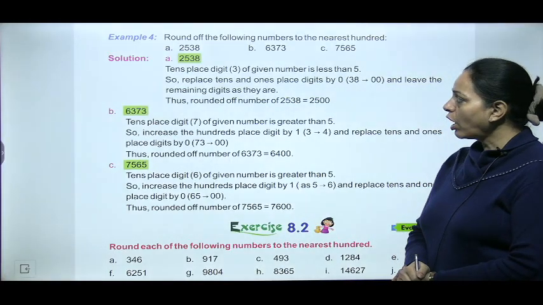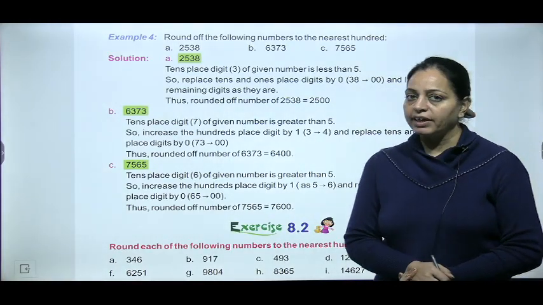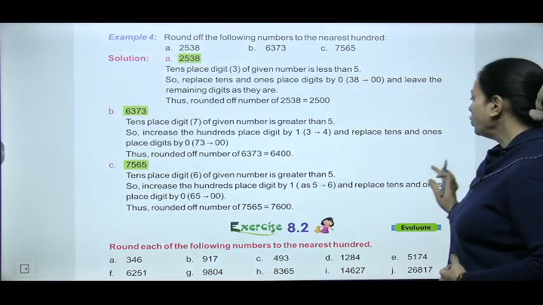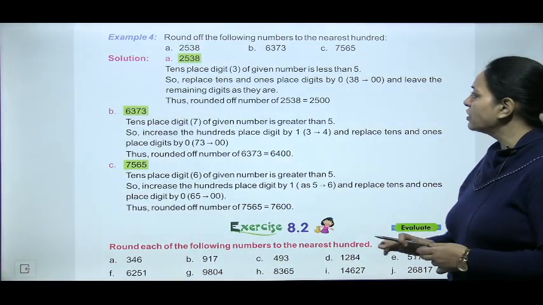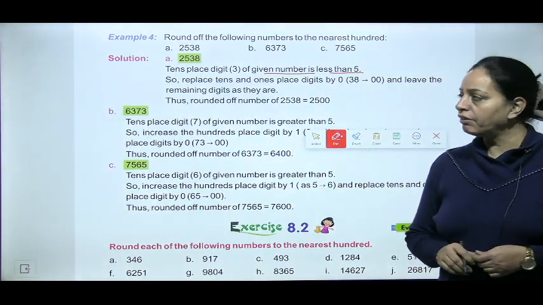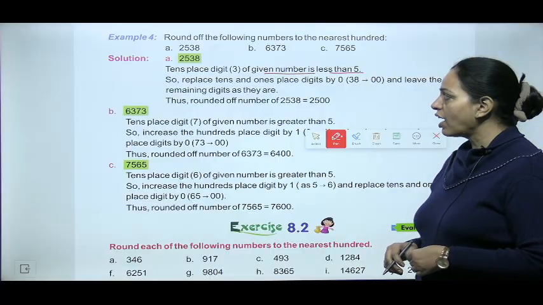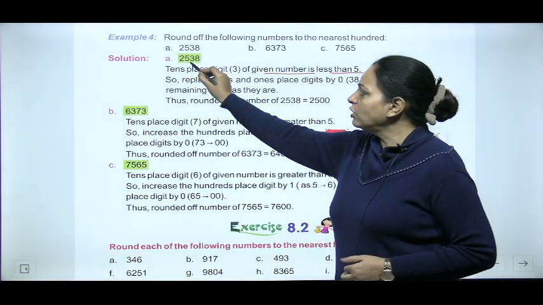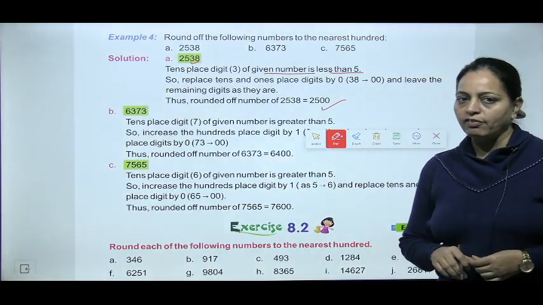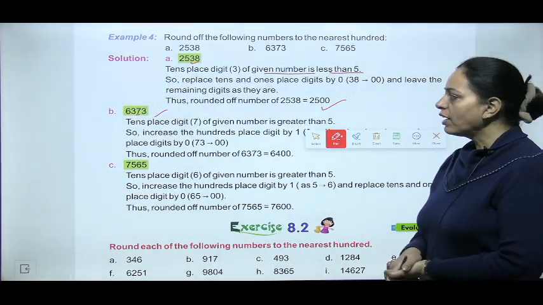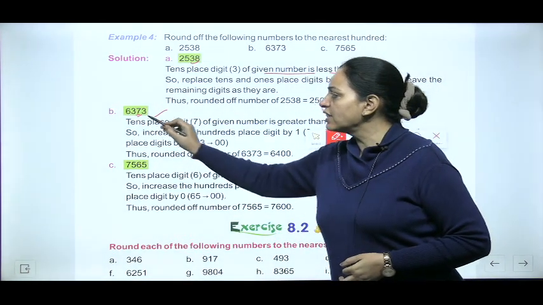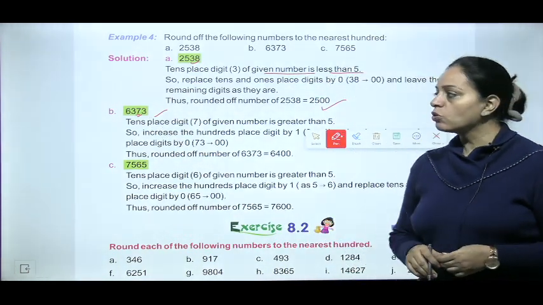Now example 4, round off the following numbers to the nearest 100. Like part A, 2538. So we have to see the tens digit, which is 3, which is less than 5. So there is no change in the hundreds digit. And so what is the answer? We have to write these two digits 0, 0. So the answer is 2500. Now part B, 6373. So see the tens digit, which is 7, more than 5. So what to do?